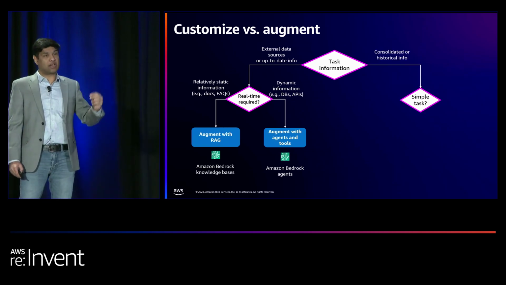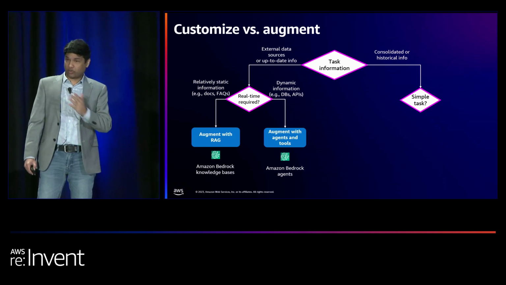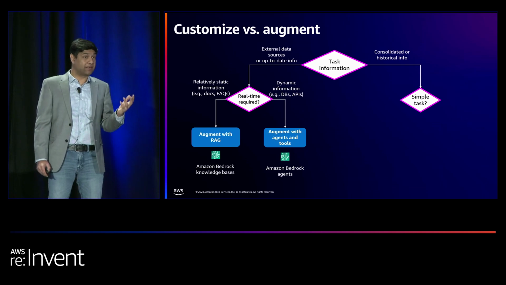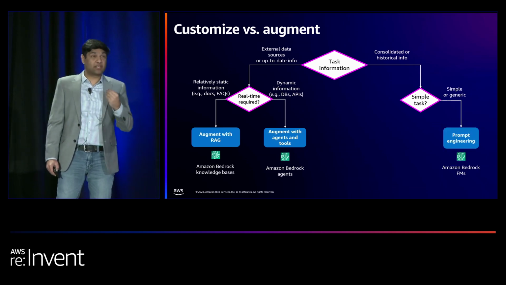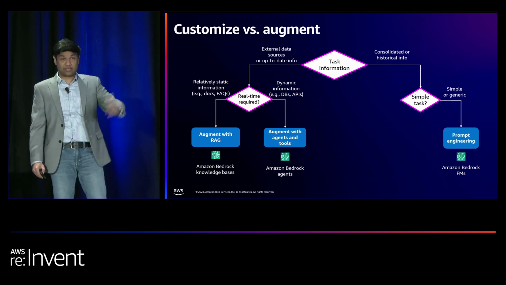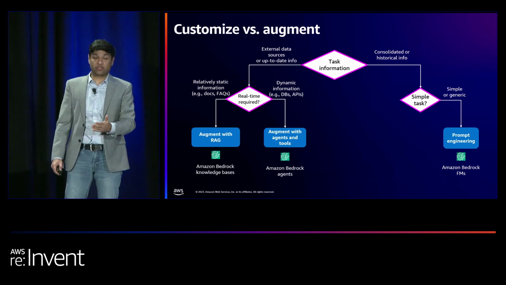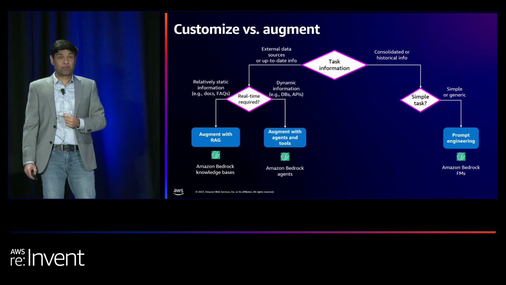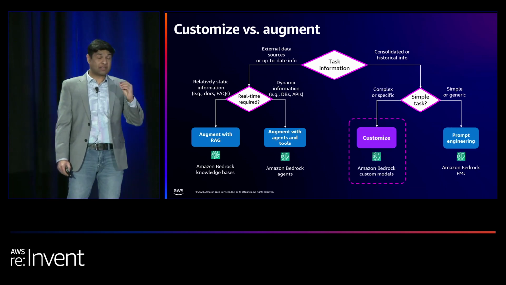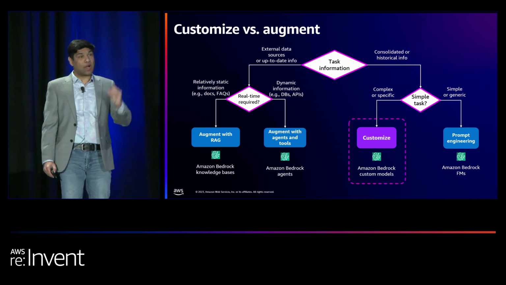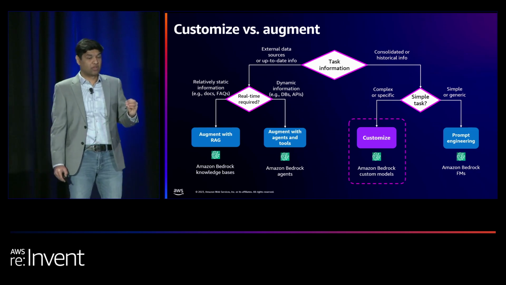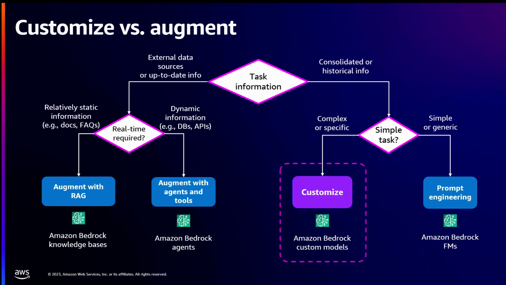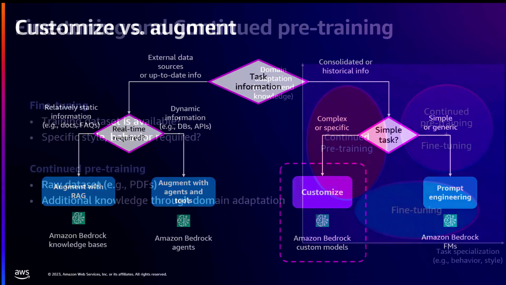If your task requires consolidated or historical information, then you have to ask: is it a simple task or not? If the task is very simple and generic, as we discussed earlier, you would use prompt engineering and any model of your choice to get the results. And lastly, if the task is complex and requires a specific behavior, you would use customization. And that is supported by Amazon Bedrock custom models.